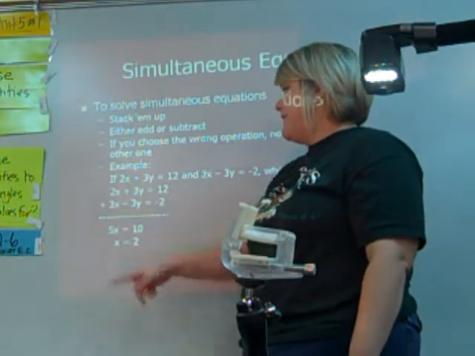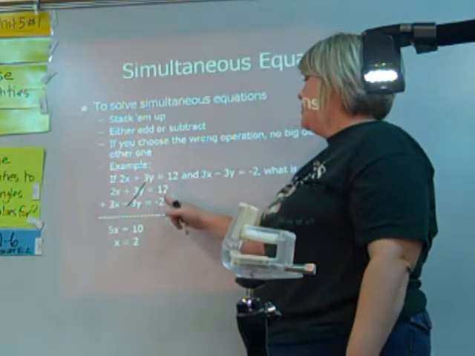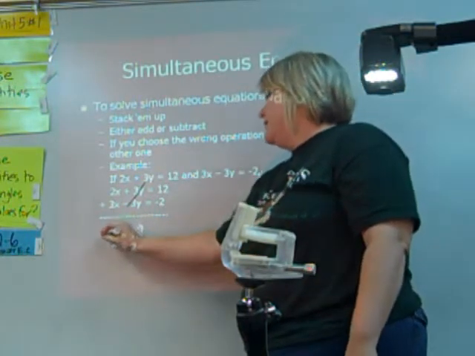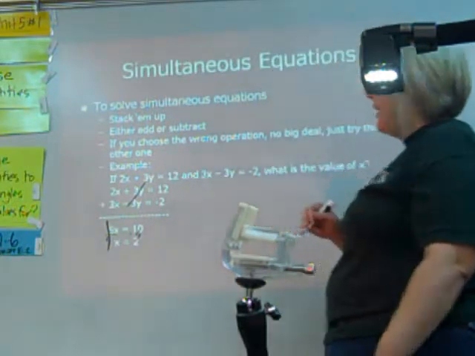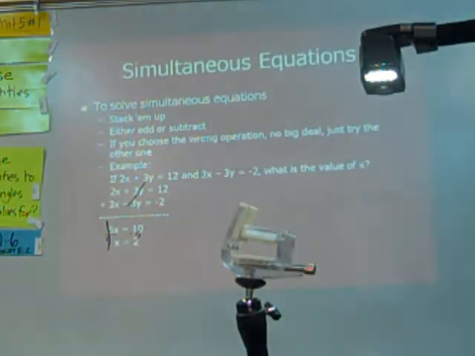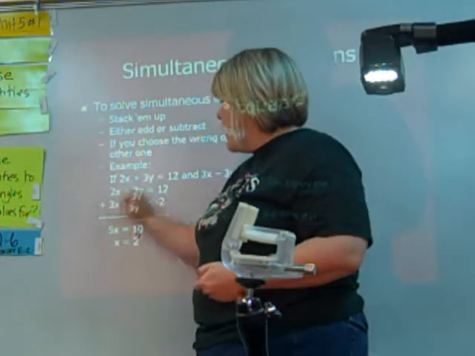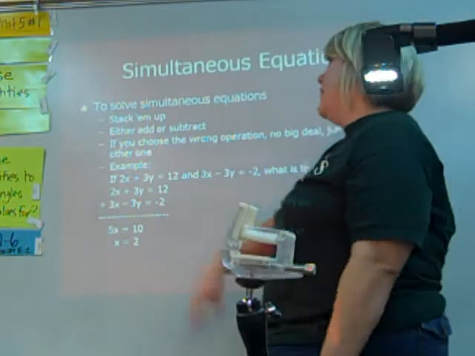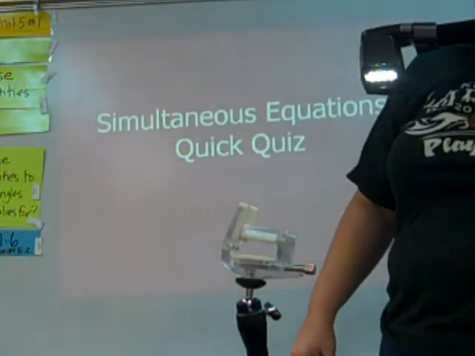2x plus 3x is 5x. The y's cancel out. 12 plus negative 2 is 10. Divide both sides by 5. X is 2. Okay? And on the SAT, they'll always work with either adding or subtracting. If I had done this and the y's hadn't canceled out, then I would go back and try subtracting to try to make them cancel out. But they'll always work out really nice like that.